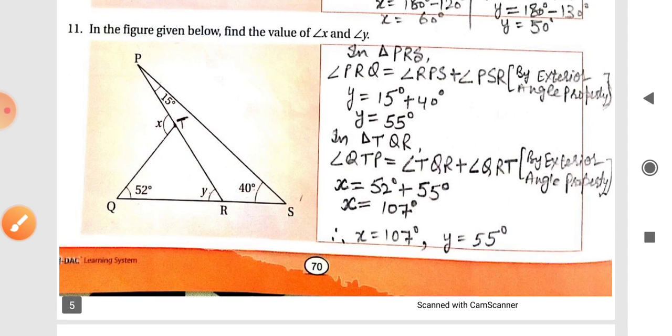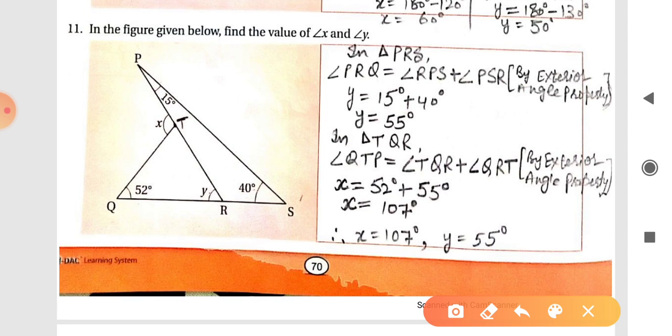Next is the 11th question. In the given figure below, find the value of x and y. In this question, we have to find the value of angle x and angle y. Firstly, in triangle PRS, two angles are given, and y is its exterior angle. Y is the exterior angle of triangle PRS.